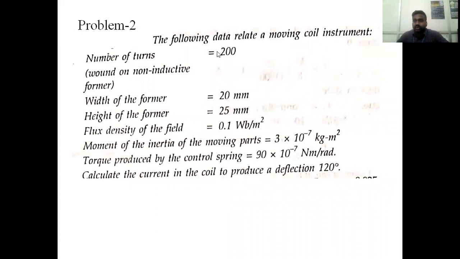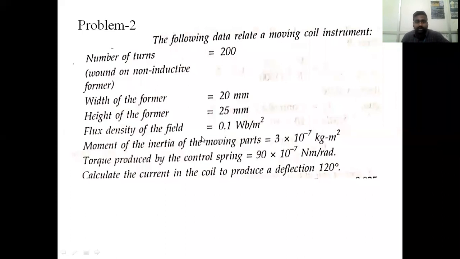So this is the following data: a permanent magnet moving coil instrument. We have the number of turns, that is 200, the width of the aluminum former, that is 20 mm, and the height of the former, which is 25 mm. The flux density is 0.1 Weber per meter square.